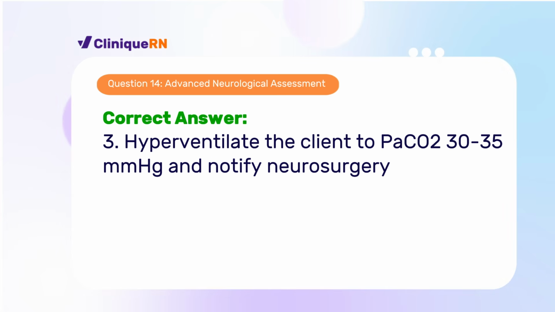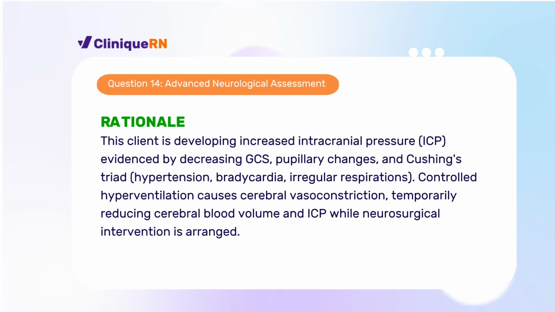The correct answer is 3. Hyperventilate the client to partial pressure of carbon dioxide in arterial blood, 30 to 35 millimeters of mercury, and notify neurosurgery. Rationale: This client is developing increased intracranial pressure, ICP, evidenced by decreasing GCS, pupillary changes, and Cushing's triad: hypertension, bradycardia, irregular respirations. Controlled hyperventilation causes cerebral vasoconstriction, temporarily reducing cerebral blood volume and ICP, while neurosurgical intervention is arranged.